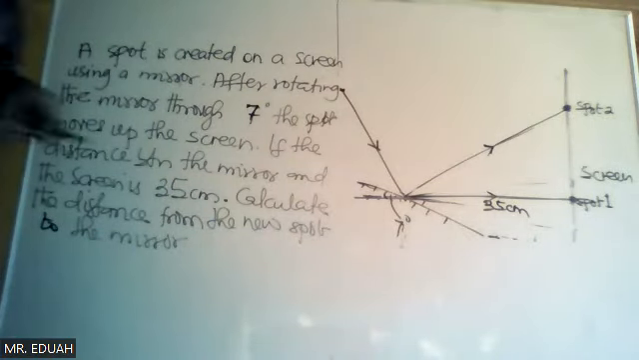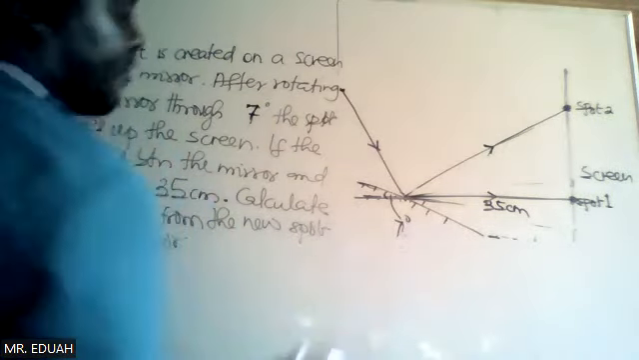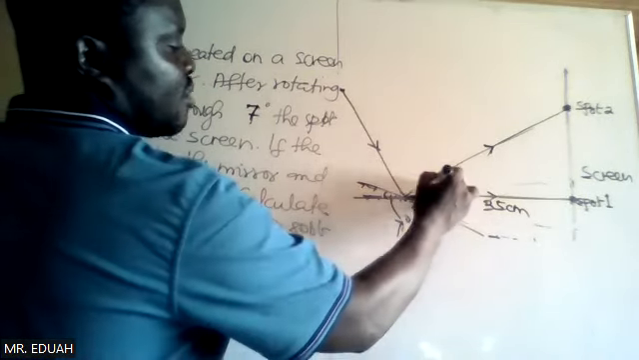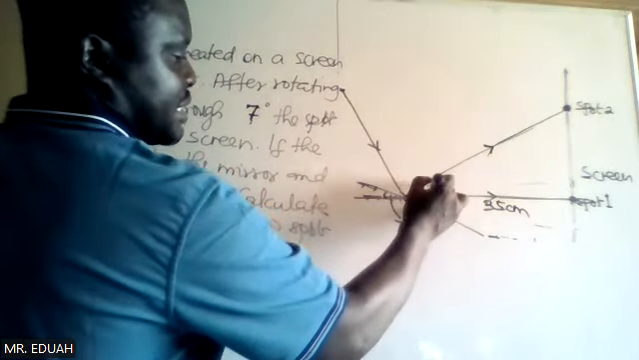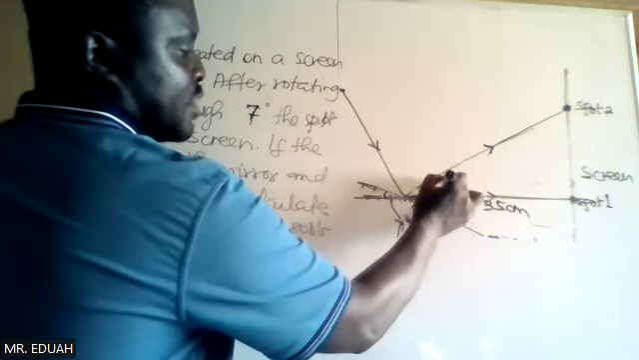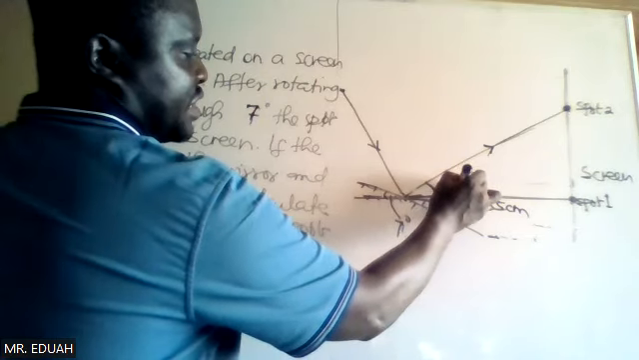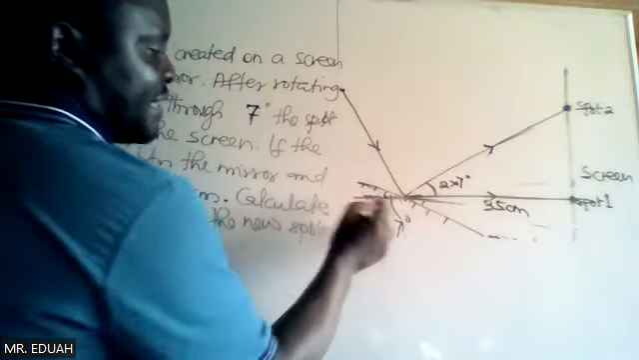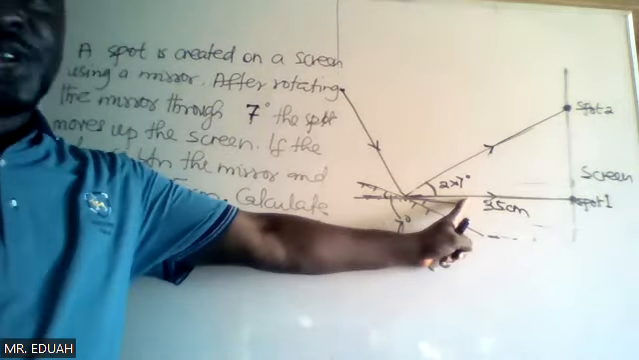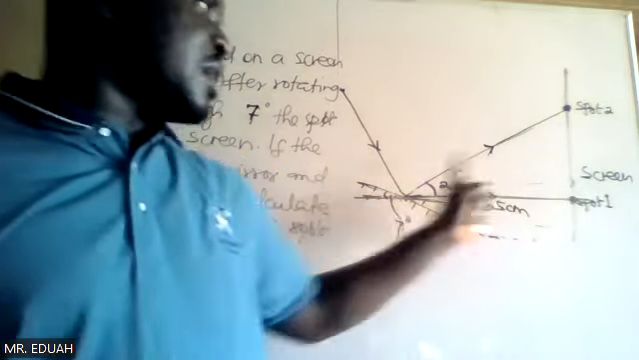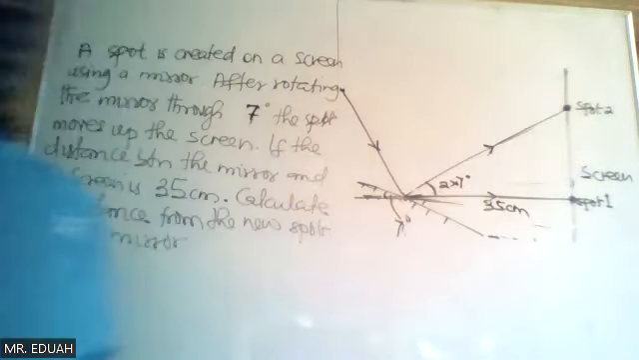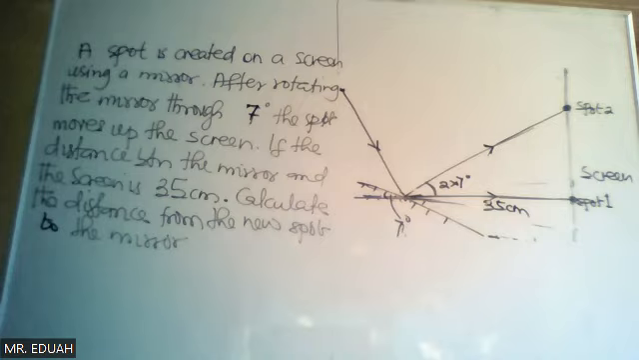But the concept of rotation of a mirror is that when you rotate a mirror, the angle between the reflected rays is 2 times the angle of rotation. So if this is 7 degrees, then the angle between the first reflected ray, which forms the spot, and the second reflected ray, which forms the spot, is twice the angle of rotation.